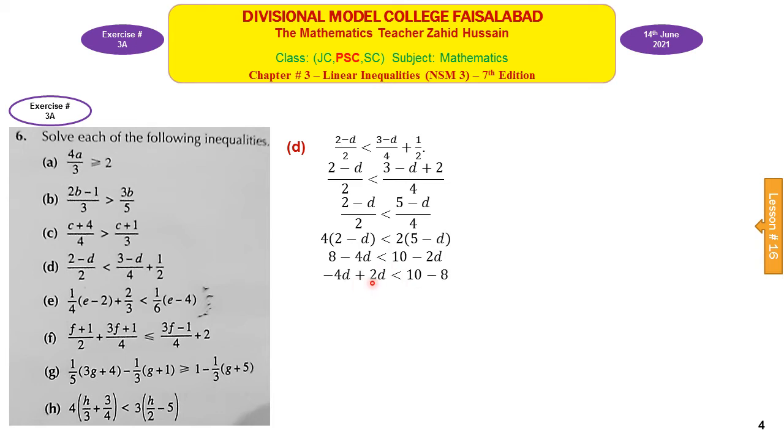Minus 4d plus 2d, collecting terms with the variable on the left hand side and terms without the variable on the right hand side. So this is minus 2d less than 2. Dividing both sides by the coefficient of d, which is minus 2, will change the sign of the inequality, and we will get d is greater than 2 over minus 2, and d is greater than minus 1.